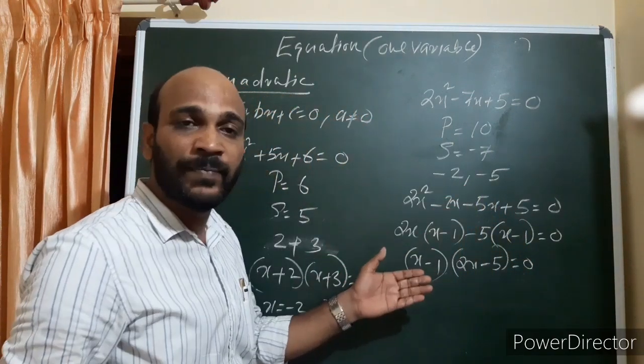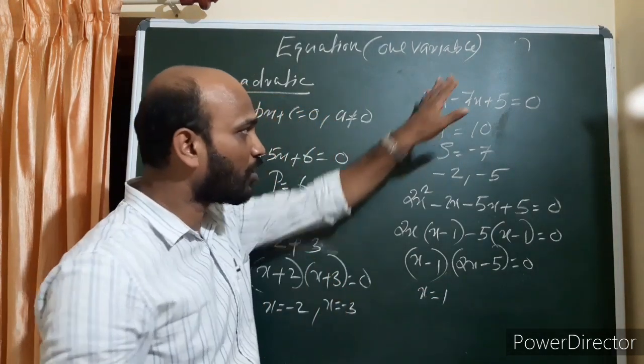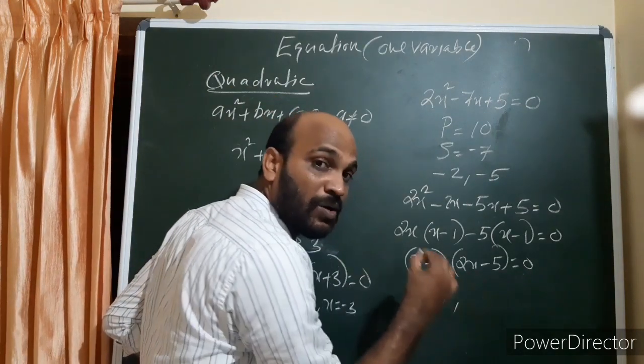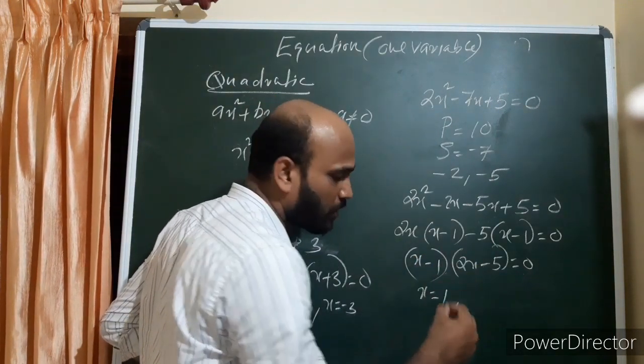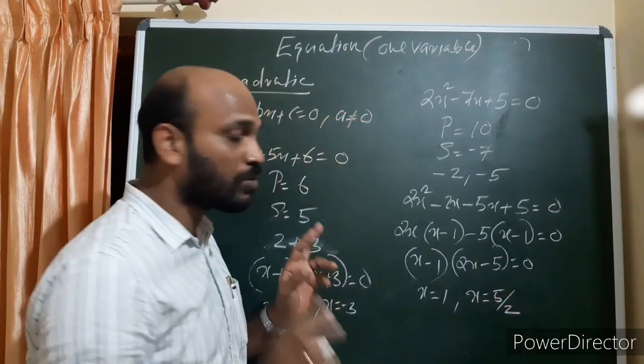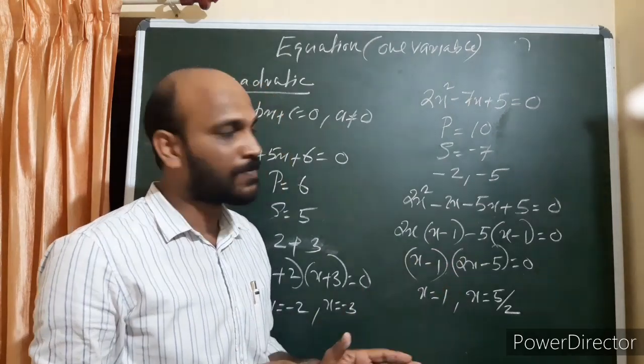Now this expression will be 0 when x equal to 1. So 1 is one root of this quadratic equation. And this expression will be 0 when 2x minus 5 equal to 0. That means x equal to 5 by 2. So two roots are x equal to 1 and x equal to 5 by 2.